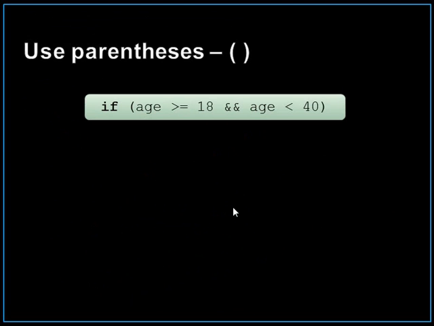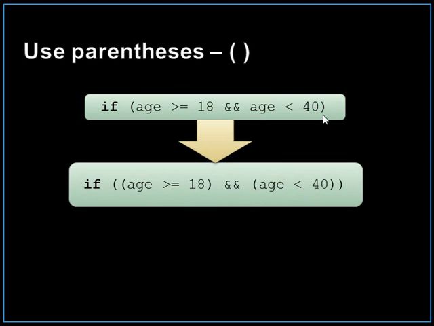Now it is advised to use parentheses. If we take an example, if age is greater than or equal to 18 and age is less than 40, now you are checking a range here. So if you use parentheses, it makes much more sense, right? And it removes confusion between programmers.